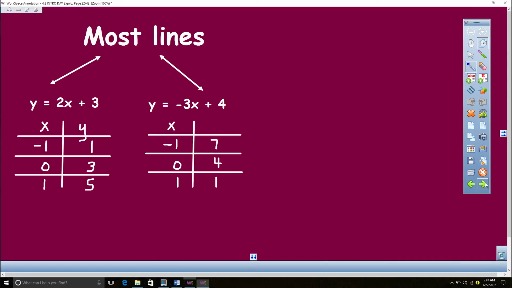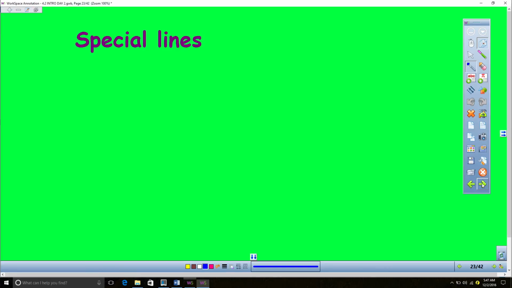Most lines are slanted lines, or some of you have used the word diagonal. Most lines look like the ones you see here on the screen. Note here that there's a pattern to the inputs, and if there's a pattern to the inputs, there's a pattern to the outputs. For example, on the y's, notice here that the y's are going up by 2. On the example here on the right, notice that the y's are going down by 3. That's most lines. But we have some special lines.